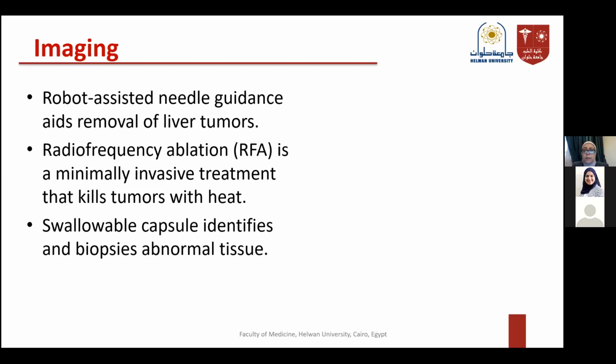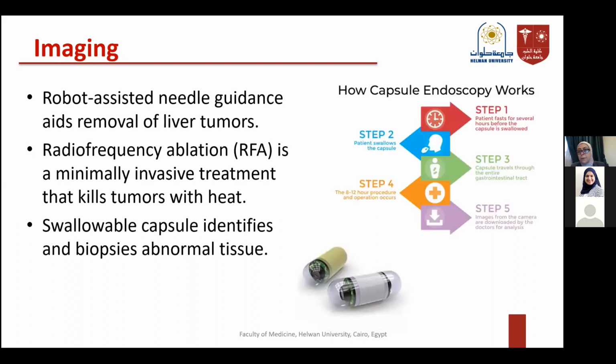This swallowable capsule is mainly used not only because it's less invasive than the routine endoscopy, but it can reach areas in the GIT that cannot be reached by the regular endoscopy, namely the small intestine. This is the capsule that is swallowed by the patient. The patient comes fasting as usual and swallows the capsule, and the operation is completed within 12 hours.